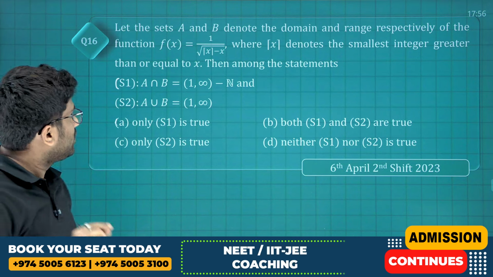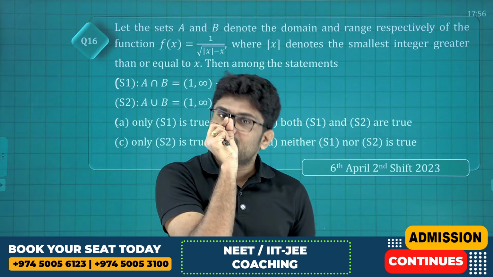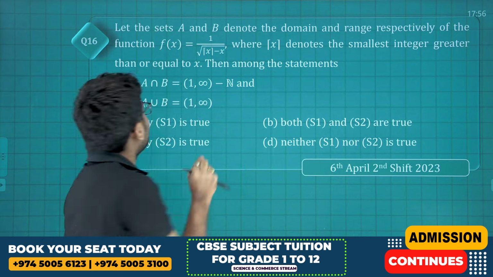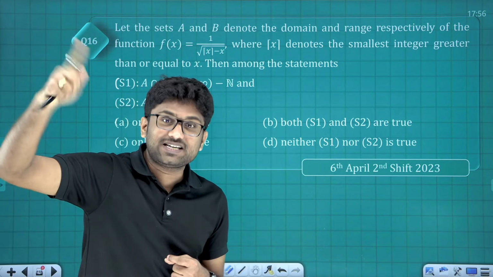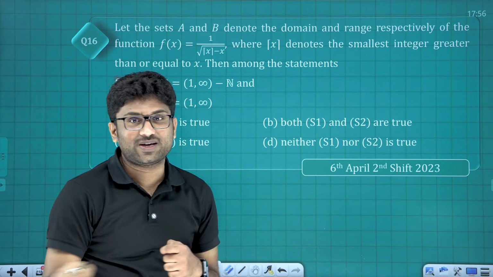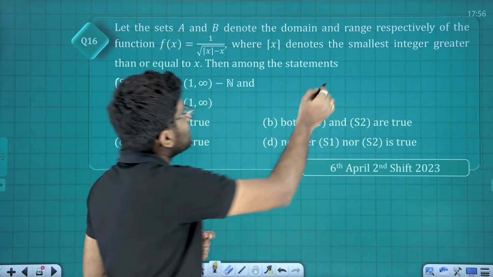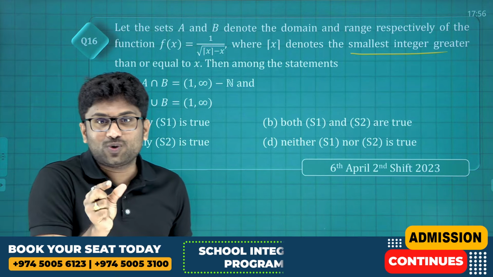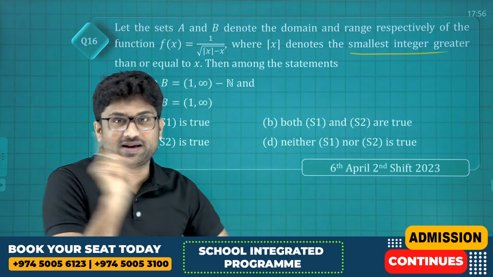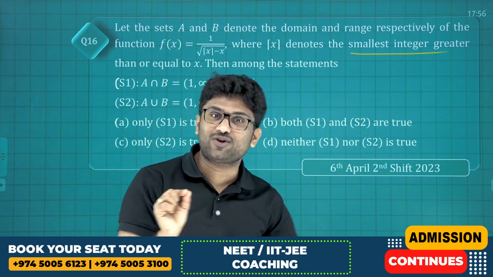of a given function, where roof of x denotes the smallest integer greater than or equal to x. Friends, we have seen step x. Step x is the greatest integer less than or equal to x. Here this is roof of x. Roof of x means the smallest integer greater than or equal to x. So first we have to understand that this is not step x. This is the smallest integer greater than or equal to x.